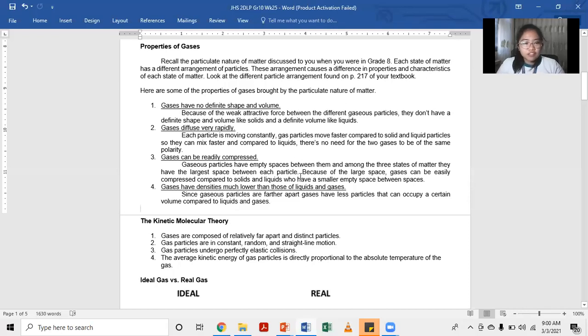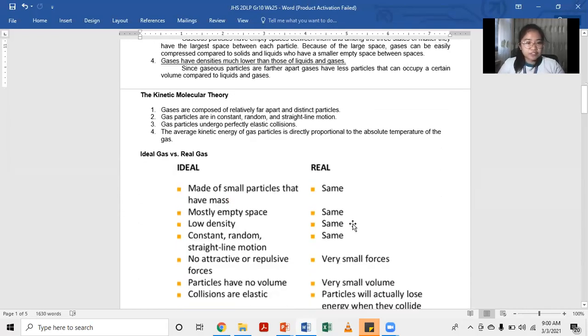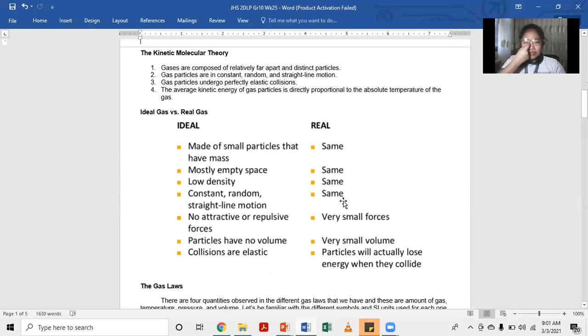Okay? So, now let's go to the ideal gas versus the real gas. Meron kasi tayong sinatawag na ideal gas and real gas. Both of them are made of small particles, at ito lang din yung sa kinetic molecular theory natin: mostly empty space, low density, constant random straight line motion. So, doon magkapareho ang ideal gas at real gas. The only difference is these ones at the bottom. So, in an ideal gas, there is no attractive or repulsive force. Kumbaga, the intermolecular forces of attraction are very negligible.